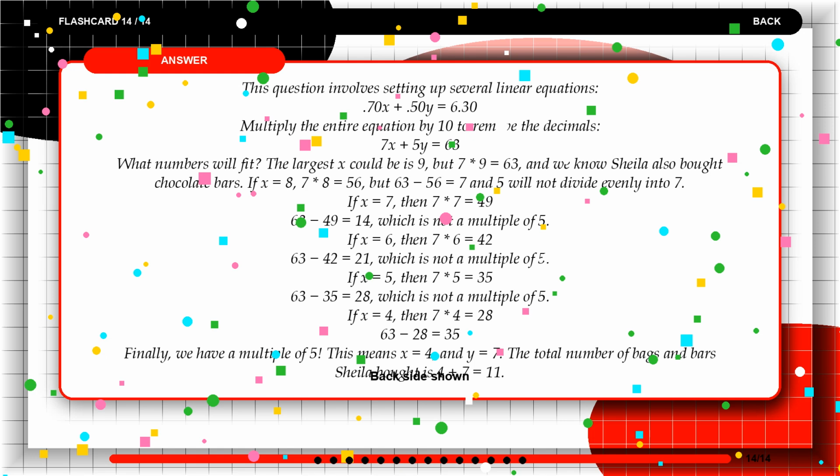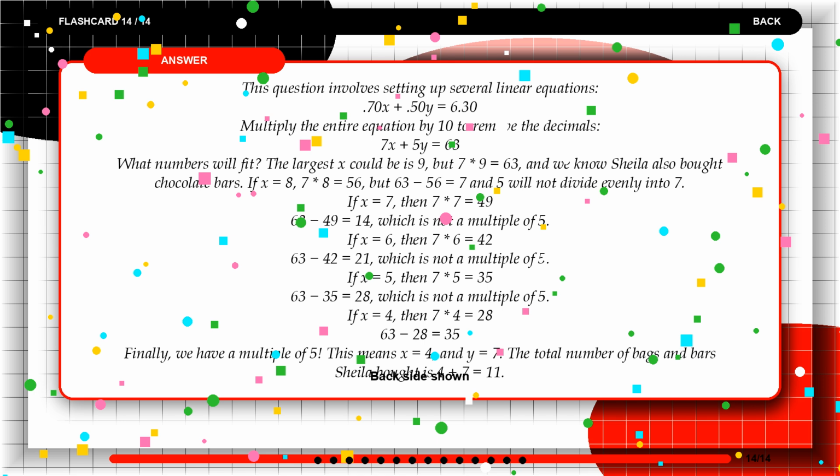The answer is: this question involves setting up a linear equation. 70x plus 50y equals 630. Multiply the entire equation by 10 to remove the decimals. 7x plus 5y equals 63. What numbers will fit? The largest x could be is 9, but 7 times 9 equals 63, and we know Sheila also bought chocolate bars.